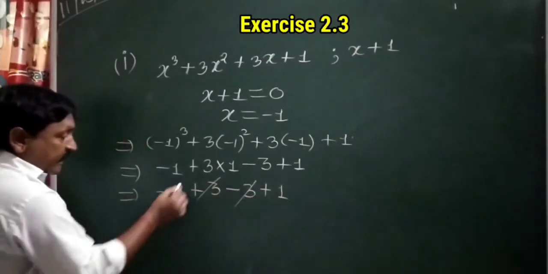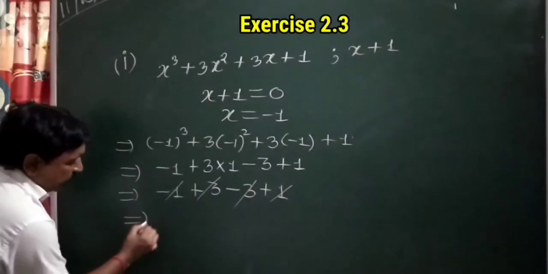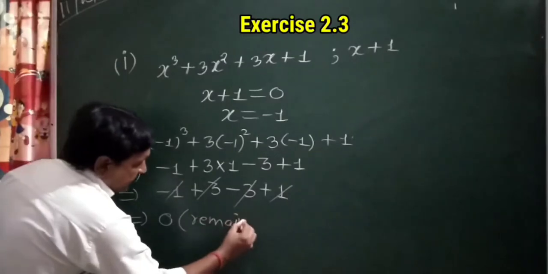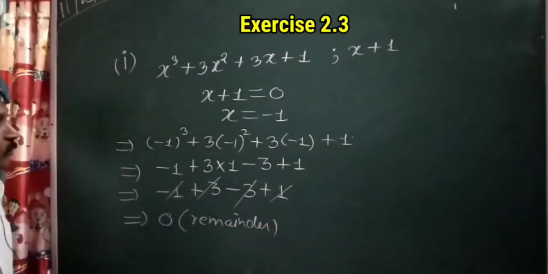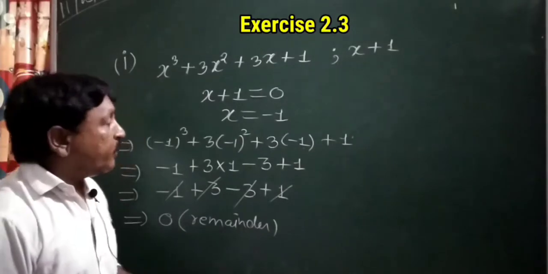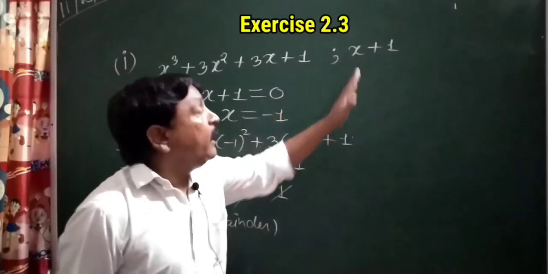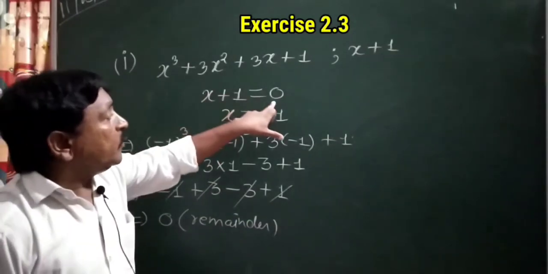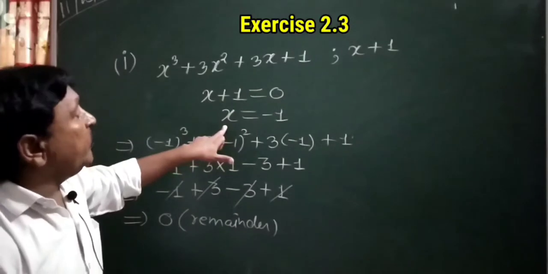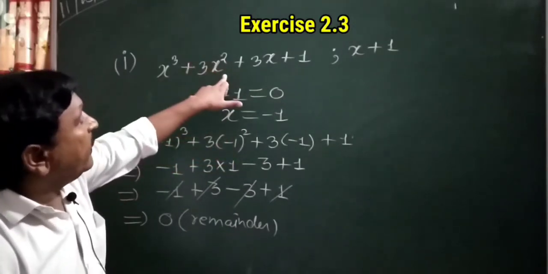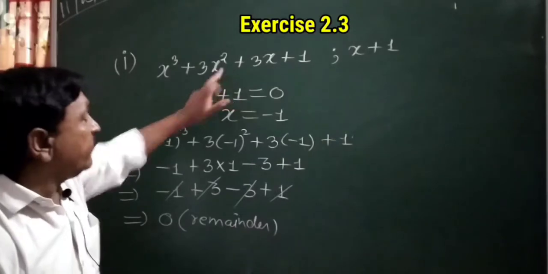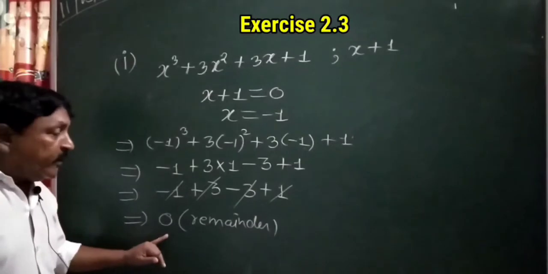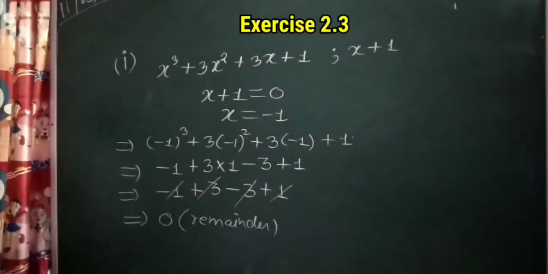See, plus minus cancel, plus minus cancel. So what is left on solving? 0. So it is our remainder. Is it clear? Yes. So in this question what we have to do is follow the same process. From this linear polynomial, first of all find the value of x by making it equal to 0. Once you get the value of x, substitute it in the polynomial of the higher degree and just solve it, and whatever is left, that will be the remainder. Just note it.